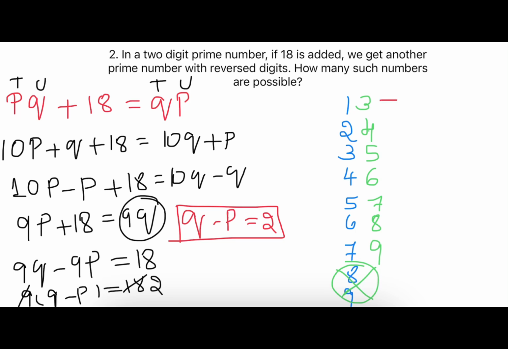Now when 18 is added to each one of these, let us see what is the resultant because that is most important. So here we get 31.